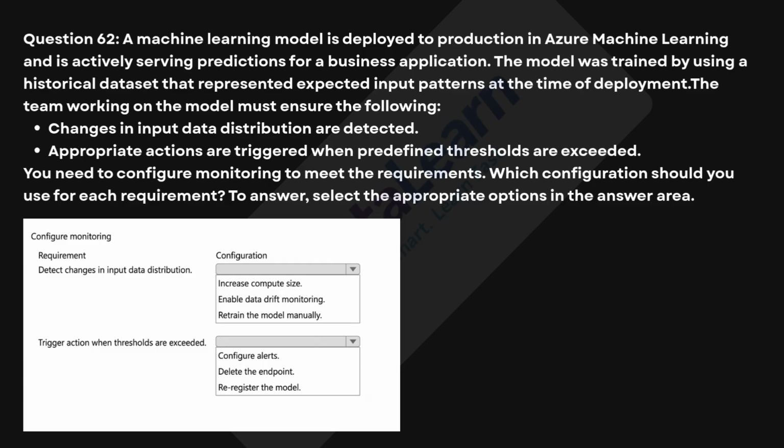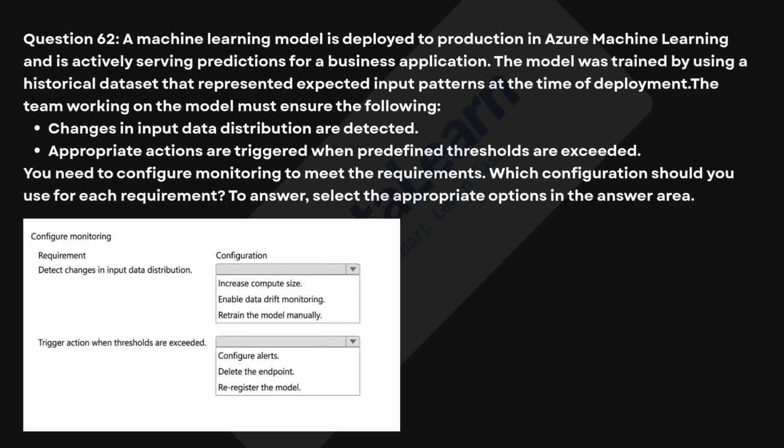Question 62. A machine learning model is deployed to production in Azure Machine Learning and is actively serving predictions for a business application. The model was trained by using a historical dataset that represented expected input patterns at the time of deployment. The team working on the model must ensure the following: changes in input data distribution are detected. Appropriate actions are triggered when predefined thresholds are exceeded. You need to configure monitoring to meet the requirements.